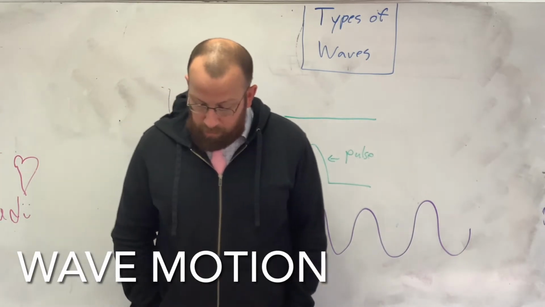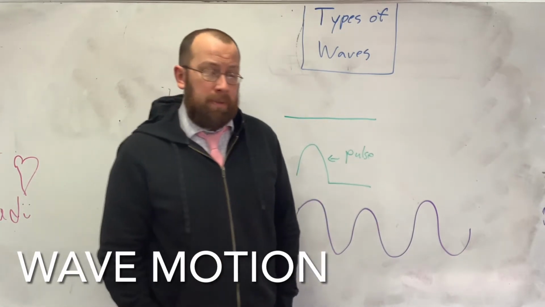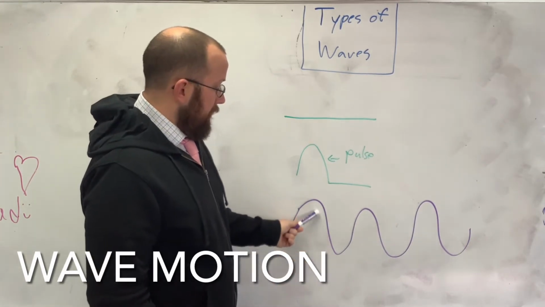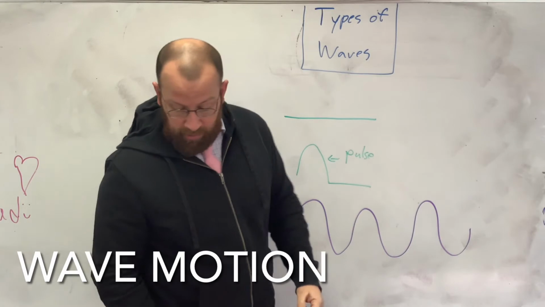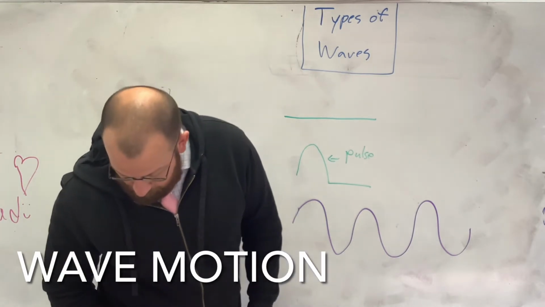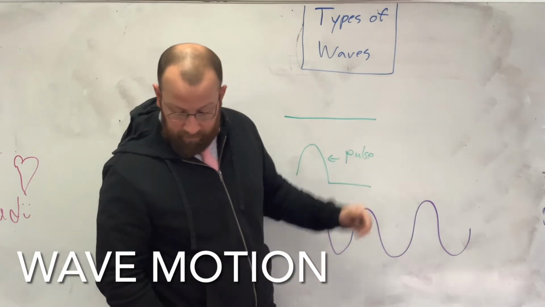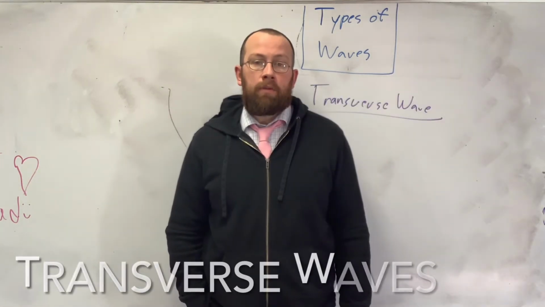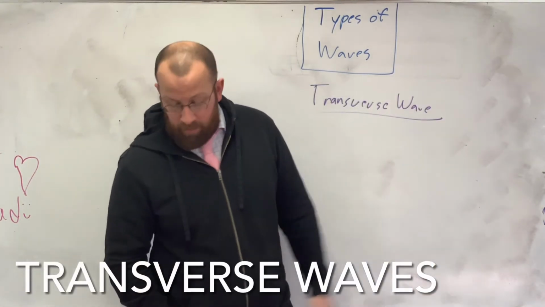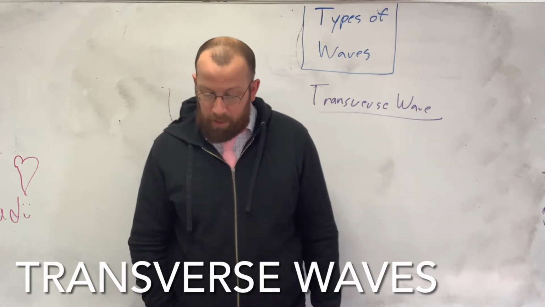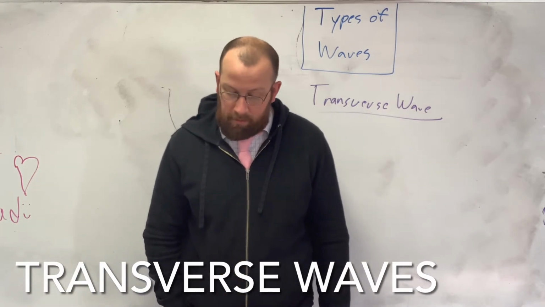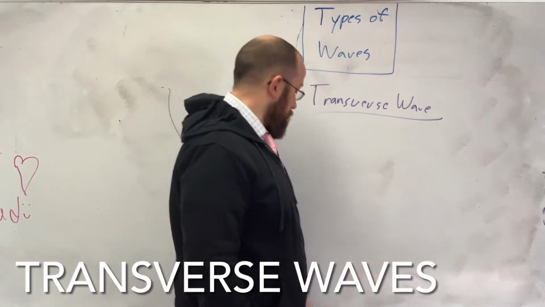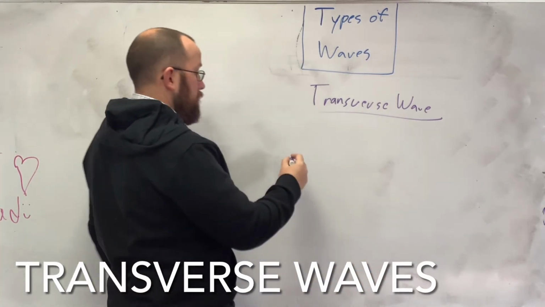So the motion will be the same at both positions. At the top and at the bottom, peak or dip, the energy and motion will be the same. All right, the first wave we're going to talk about is a transverse wave. A transverse wave causes particles to oscillate up and down, perpendicular to the direction of the wave. I actually already drew a transverse wave.